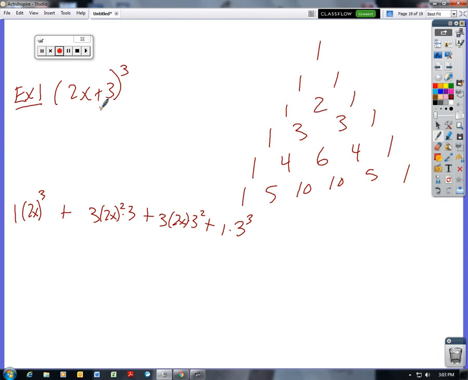Now, we do need to simplify it. This is 2x quantity cubed, so that's 8x cubed. Here you're going to have 2 squared, which is 4, and then 4 times 3 is 12, 12 times 3 is 36. And then the x is squared. Here we've got 9 times 6, so that's 54. And there's just an x, and then 3 cubed is 27. So that's simplified, beautiful, wonderful example number 1.